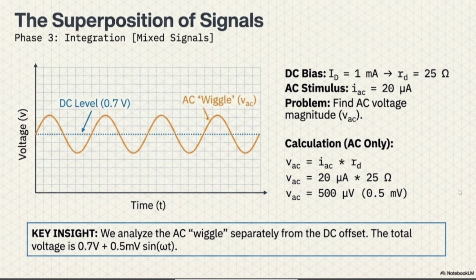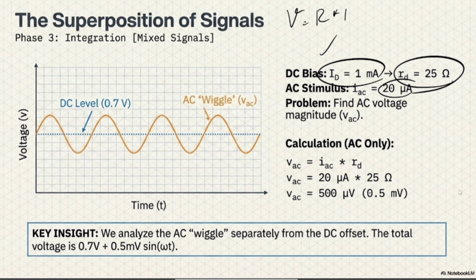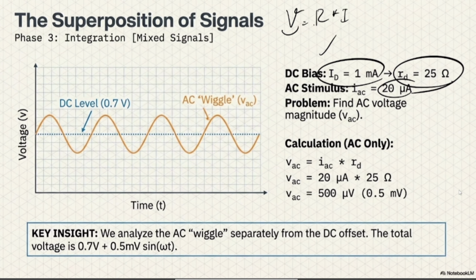Another thing we can see is the superposition of signals. What does it mean? Imagine that in my DC bias, ID is 1 milliamp, so I can use that to find the RD itself. And in the AC simulation, my current is 20 microamp. The problem is to find the AC voltage magnitude, or VAC. As you know, V equals R times I. It doesn't matter whether it is AC or DC, it always works, especially in a linear condition. So my AC voltage is the R that I found from the DC bias, times the current that I had in AC. It's going to be 0.5 millivolts.